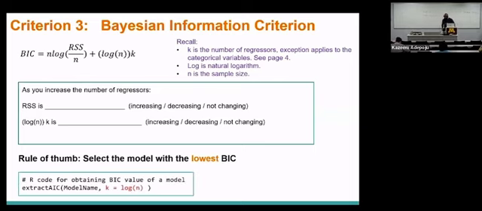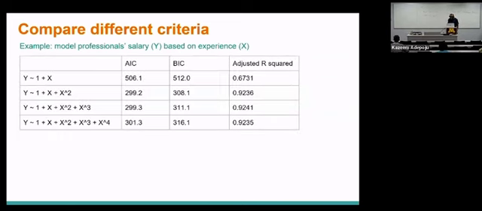What is the coding now? If you want to extract BIC in R, you're going to write extractAIC, and after putting the model name, you're going to write k equal to log n. That is the code to extract BIC in R. Take note of that. Now, all these criteria combine both model fitness and model complexity. Take a look at this.